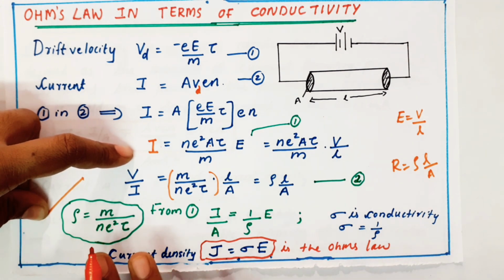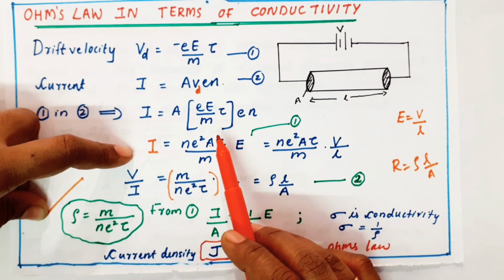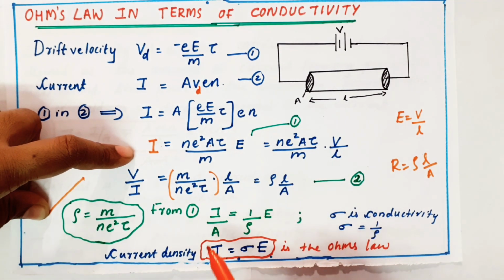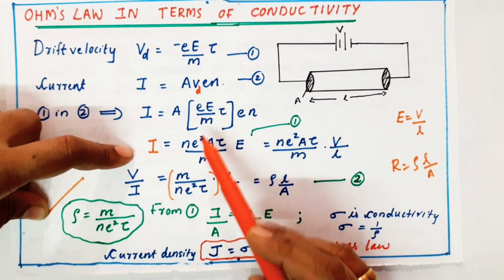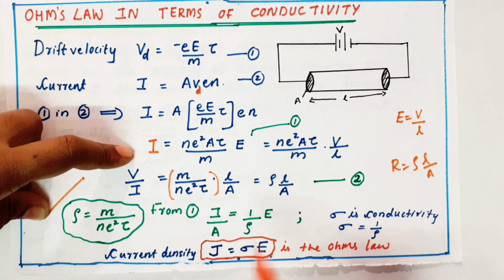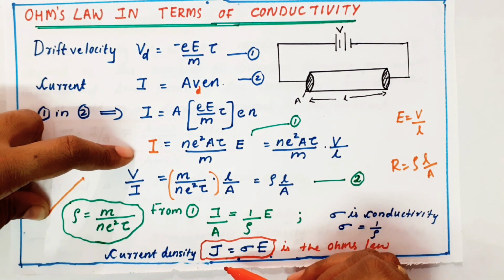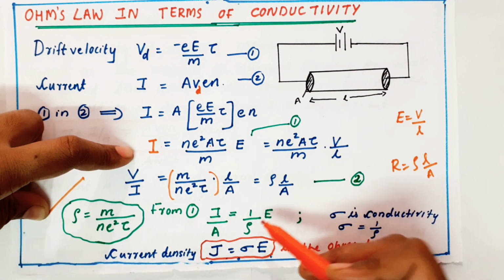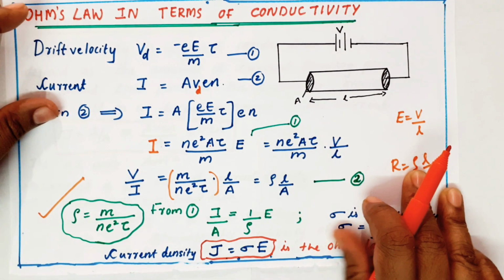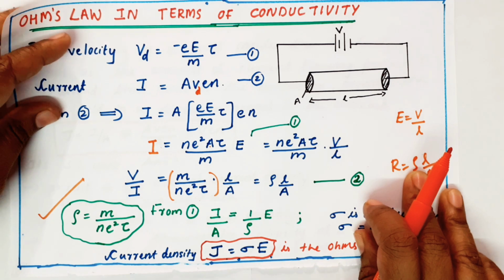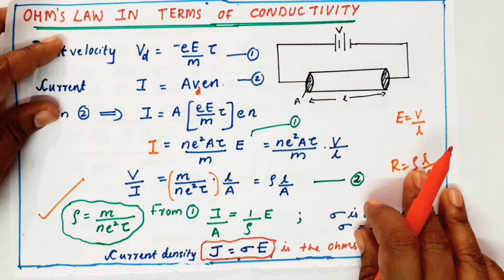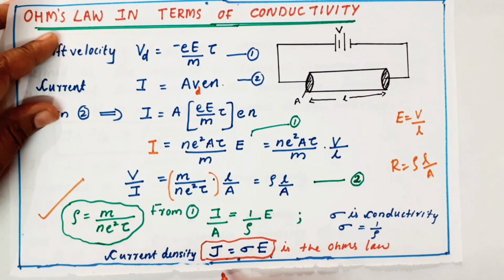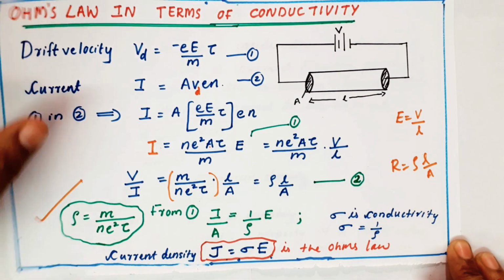Next, again we go back to the same equation and find I by A. When I do I by A, I found just the reciprocal of this term, so I wrote 1 by rho into E. I am calling I by A the new term called current density, and 1 by rho called conductivity. So we got a beautiful equation: J equals sigma E is called Ohm's law in terms of conductivity.